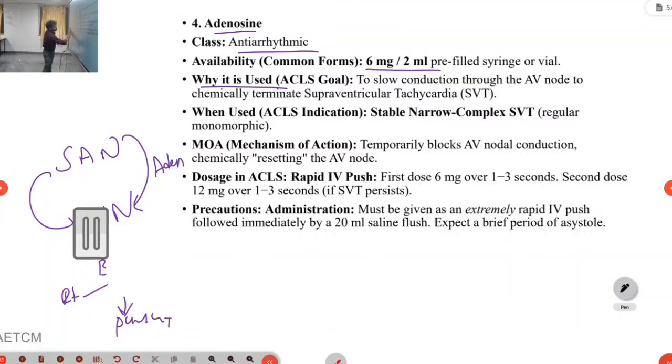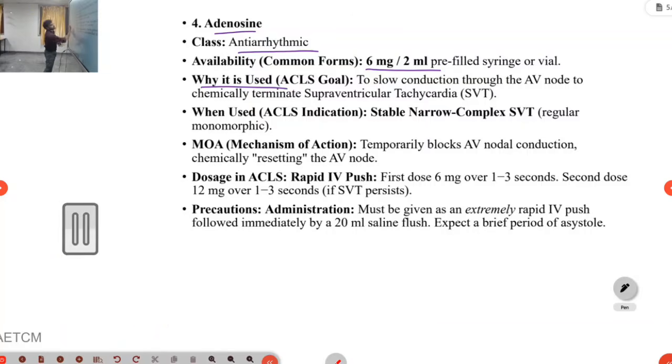Hope it is clear. Adenosine is mainly used to slow the conduction through the AV node and chemically terminate supraventricular tachycardia. It is the only drug that we will give in this case. So we know what supraventricular tachycardia is. Usually it is a narrow complex regular tachycardia with absent P waves.